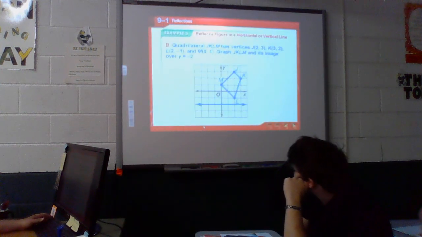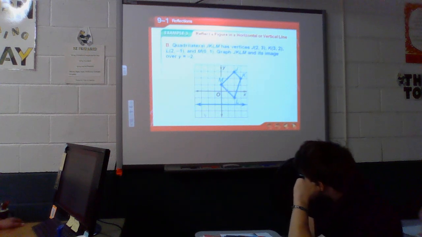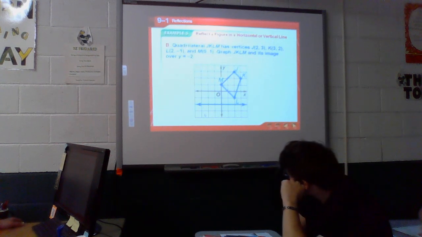So again, with the first part, here's my pre-image. All right, so I'm going to take it and I'm going to flip it over that blue line. What would L prime, what would the coordinates of L prime be? 2, -3. I love that. What would M prime be?